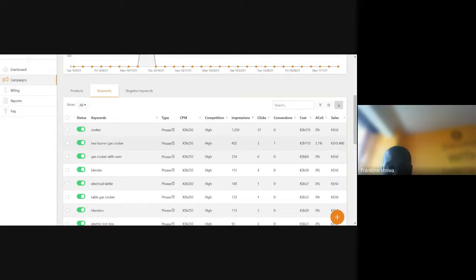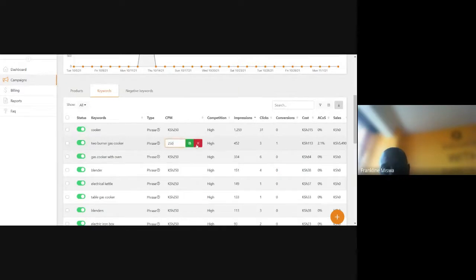So meaning that keyword, you can actually even increase your cost per. Because what it simply means, there's this word called ACOS. It's simply a cost to income. So for every 2 shillings that you spent, you generated 100 bob of revenue. That is what it means, the 2.1%. Make sense? For every 2 shillings that you spent, you generated 100 shillings. It's simply a ratio of cost to sales. Make sense?